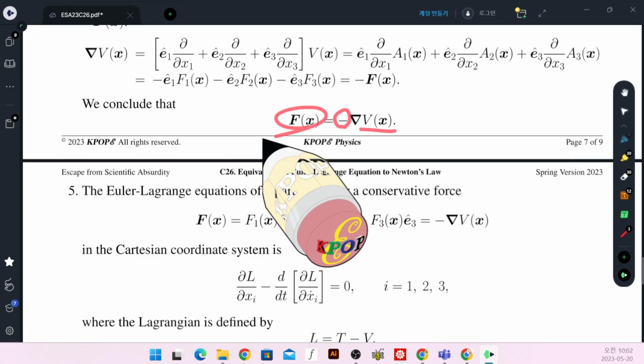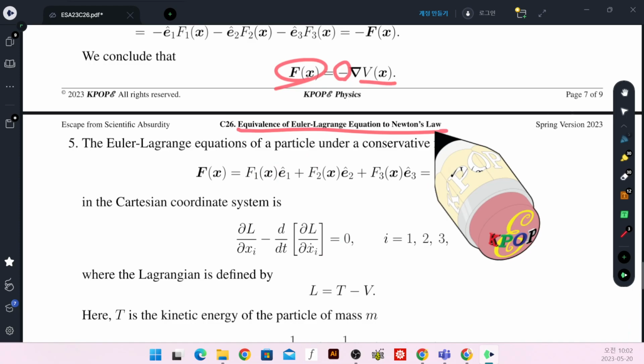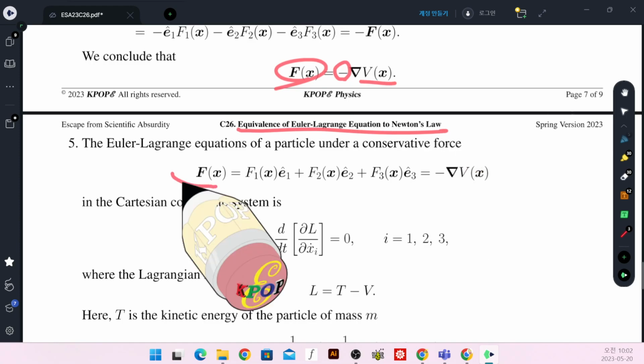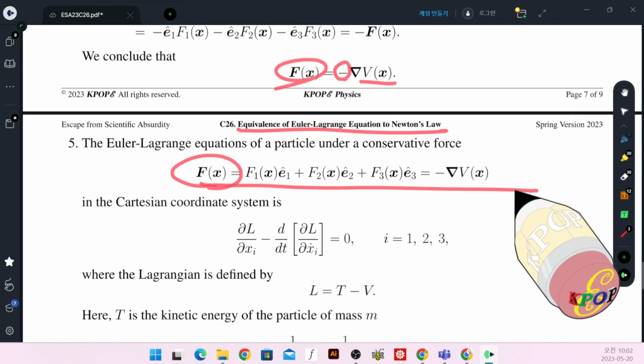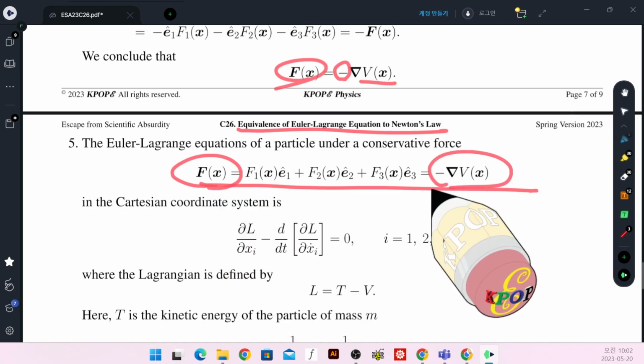So now we are almost ready to attack the problem: to find the equivalence of the Euler-Lagrange equation to Newton's second law. Okay, we have found that the conservative force applied to a particle can always be expressed as a negative gradient of the potential energy, and potential energy can always be obtained as the negative of the work done by the conservative force.